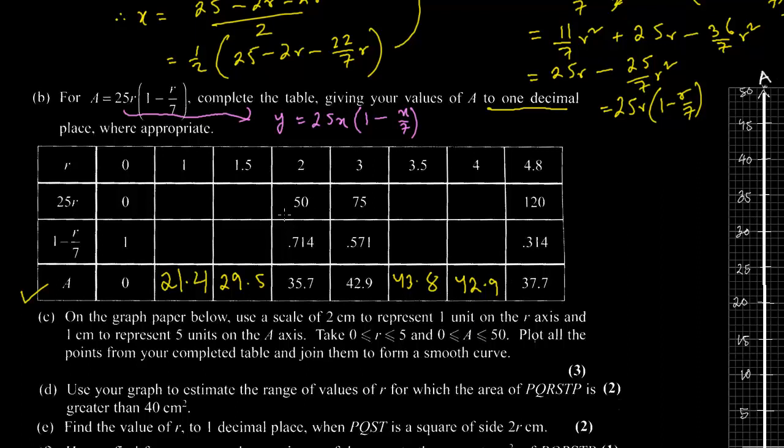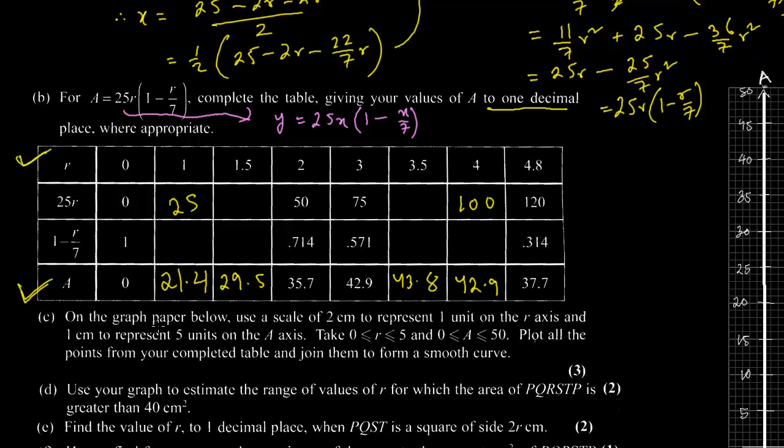Next, if you want to fill this up too, it would be 25 into r. So 25 into 1 is 25, 25 into 1.5, 25 into 3.5, 25 into 4 is 100, and then 1 minus 1 by 7, and you can fill this up using the calculator too, but this is the main thing, the x coordinate and the y coordinate. These two are the main thing.